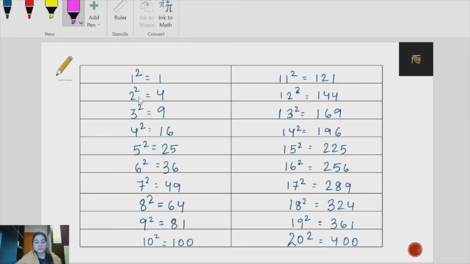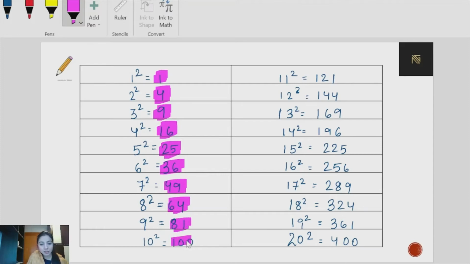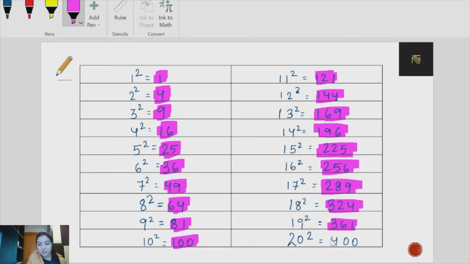Now here I have written the squares of numbers from 1 to 20. Now you know what a perfect square number is. The numbers sitting on the right side, these are all perfect square numbers: 9, 16, 25, 36, 49, 64, 81, 100, then 121, 144, 169, 196, 225, 256. These are the numbers which are perfect square numbers.